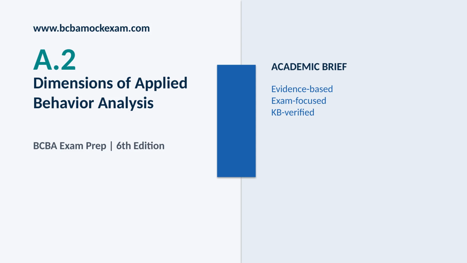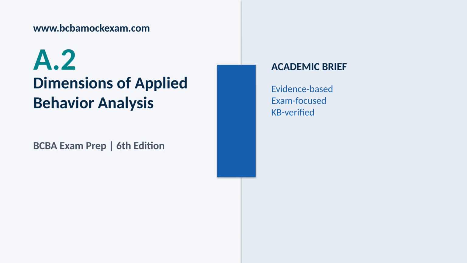Welcome. Before you can design a behavior change program or interpret a graph, you must understand what makes this science distinct. This video breaks down the 7 core dimensions of applied behavior analysis, the very criteria that separate true ABA from other approaches. We will also cover how these dimensions connect to your exam blueprint, including task distribution across domains, the difference between applied and basic research, the 4 branches of behavior analysis, and the flow from philosophy to practice.